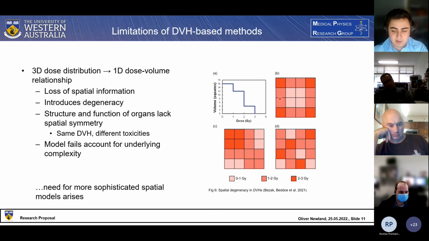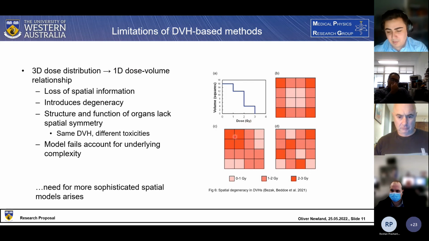So if you look to the right, we have 3 dose distributions here. They all produce the same dose volume histogram. Now, the problem arises where, say, this lower left one would maybe cause certain complications, but the other 2 wouldn't. Then the model fails, and that just emphasizes the need for more advanced spatial models.